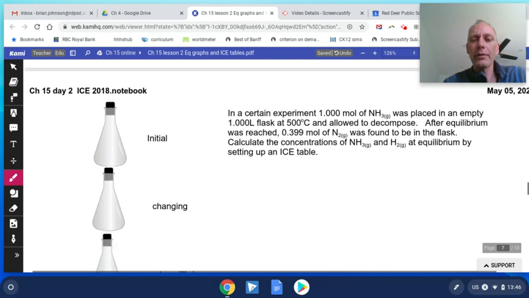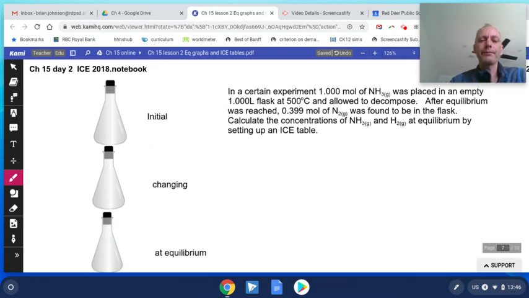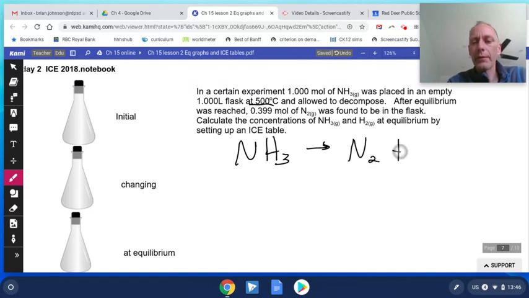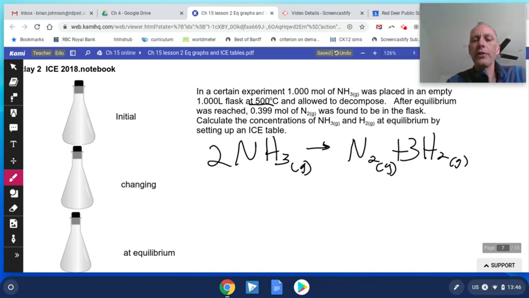So we're going to do 2 more questions so you get good at these before you go and practice them on your own. All right, in a certain experiment, 1.000 moles of ammonia was placed in an empty 1 liter flask, 500 degrees Celsius, and allowed to decompose. Ammonia decomposes into its elements, N2 and H2, gas. Ammonia is a gas. Okay, we need to balance this. 2 nitrogen, 2 nitrogen. 6 hydrogen, 6 hydrogen. Okay, so we always need a balanced chemical equation. This thing's going to be in equilibrium, so we'll put our double-headed arrow.